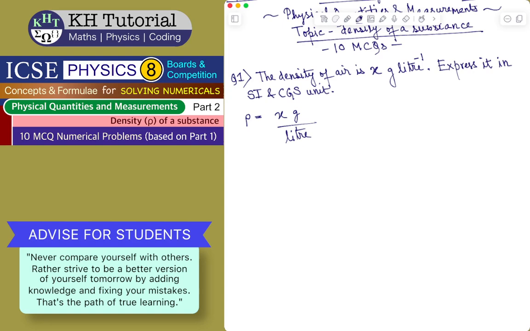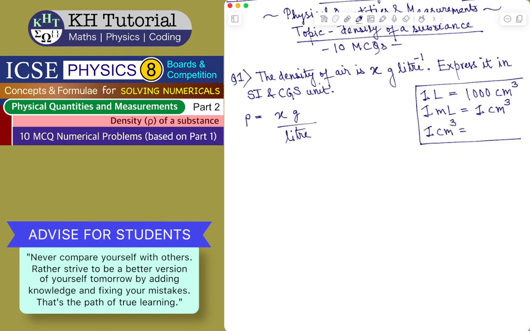Regarding the unit of volumes, it is advisable that you remember these conversion formulas: 1 liter is equal to 1000 centimeter cube, 1 milliliter is equal to 1 centimeter cube, and 1 centimeter cube is equal to 10 to the power minus 6 meter cube. This will help in solving the problem.